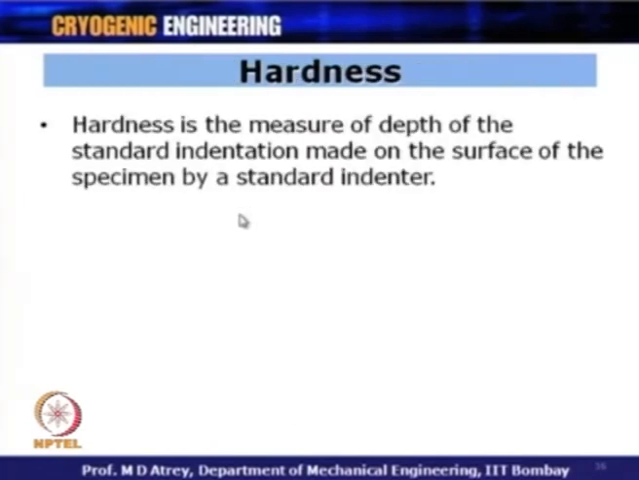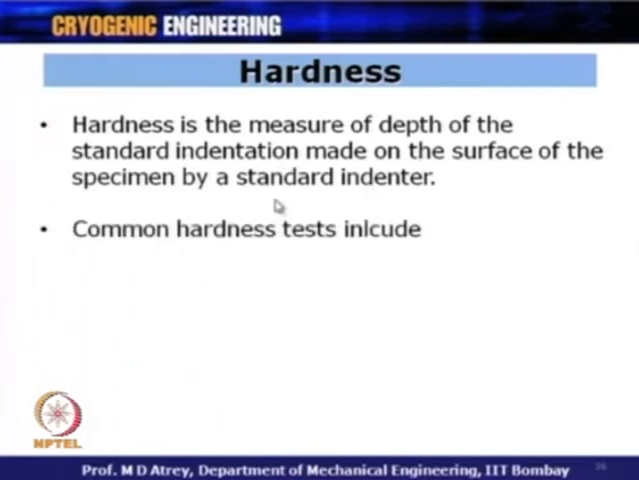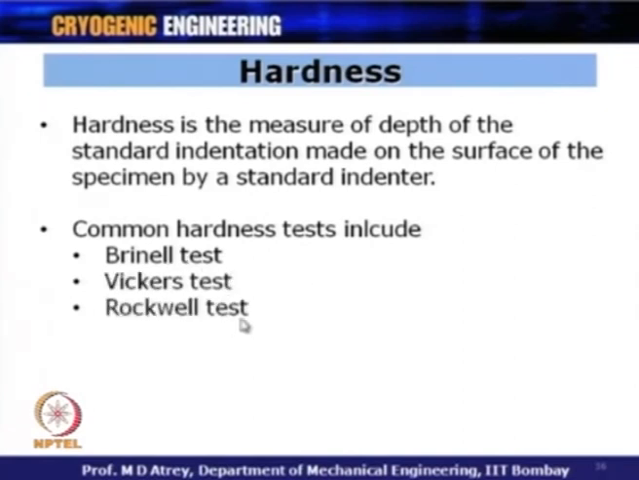The next property is hardness of material. The hardness is the measure of the depth of standard indentation made on the surface of the specimen by a standard indenter. Most of you have studied this, that you have a standard indenter and you see the depth of this indentation. The common hardness tests include Brinell test, Vickers test and Rockwell test. So, you have a Brinell hardness number BHN and VHN, etc., to measure the hardness number of a particular material.